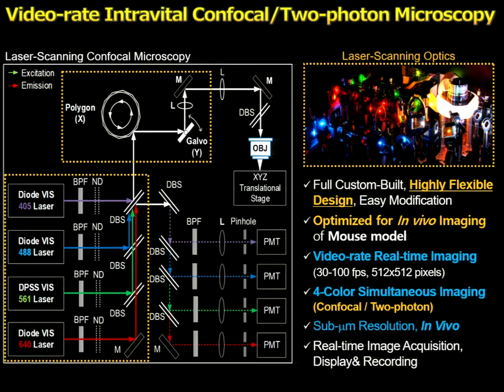And every component in the system is optimized for in vivo imaging of a mouse or lab models. And then this is a very fast scanning system, so we can obtain up to 100 frames per second with this image size, 512 by 512 pixels. And then in both confocal and 2-photon imaging modes, we can obtain 4 different fluorescence colors in a simultaneous manner. And then in in vivo conditions, we can easily achieve sub-micrometer resolution.